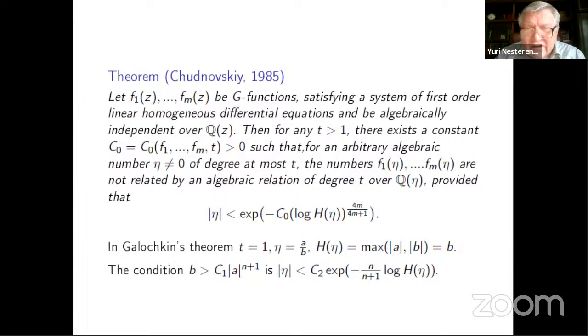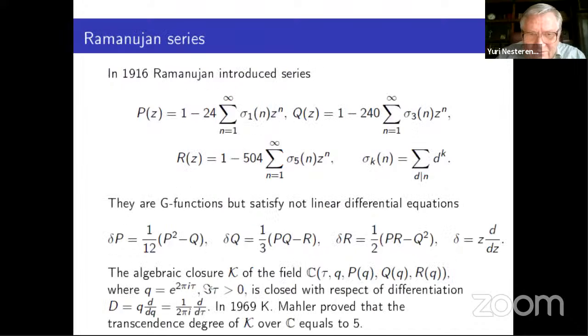Nevertheless, there are some cases when it's possible to prove something much better for G functions than in this situation. At first, this is connected to Ramanujan functions. Ramanujan series were introduced in 1916 by Ramanujan, and these are the definitions of P, Q, R, three functions. Sigma is a sum of k-th powers of divisors of the number, power of z.